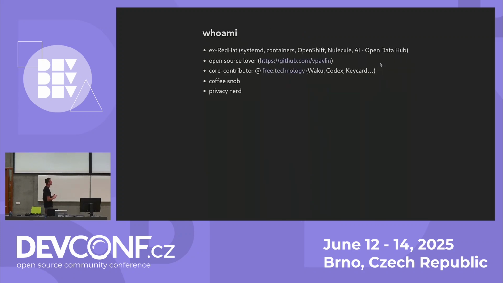So who am I? As I said, my name is Václav Pavlín. You can find me online as V Pavlín, basically anywhere. I'm an ex-Red Hatter. I've spent 10 years at Red Hat. I've worked in a systemd team. I worked on containers, OpenShift. I built something called Molecule that nobody really knows what it is, which is good, probably. And my last thing to build at Red Hat was Open Data Hub, which is now OpenShift AI. So I was in an AI team when it started.